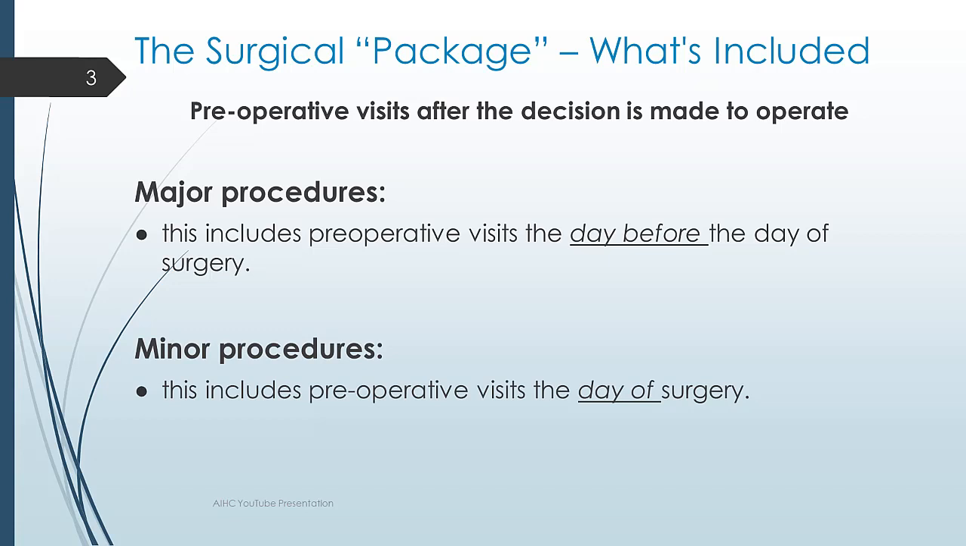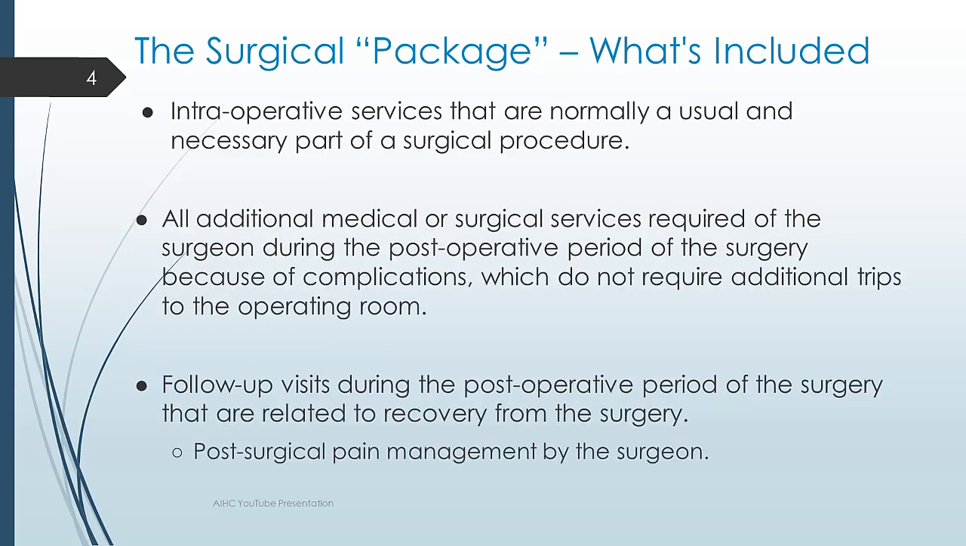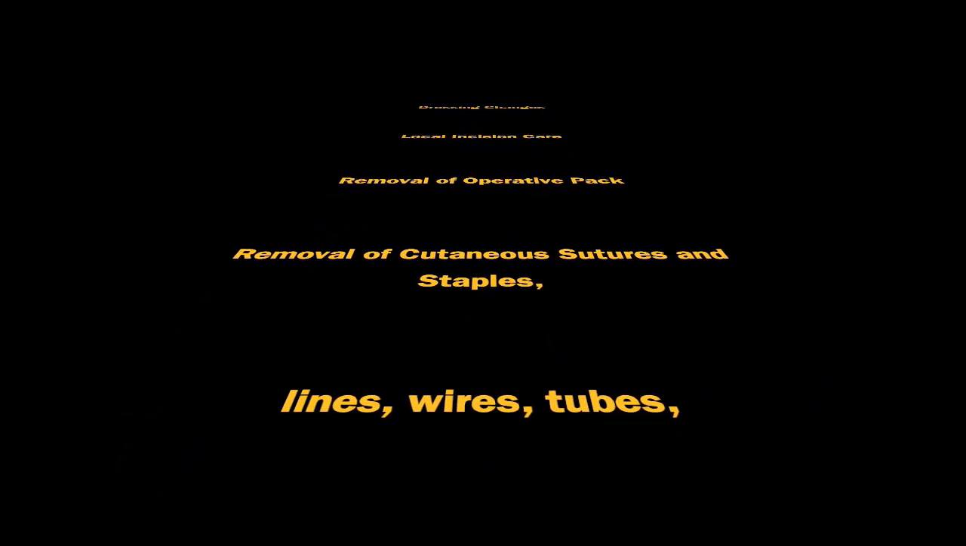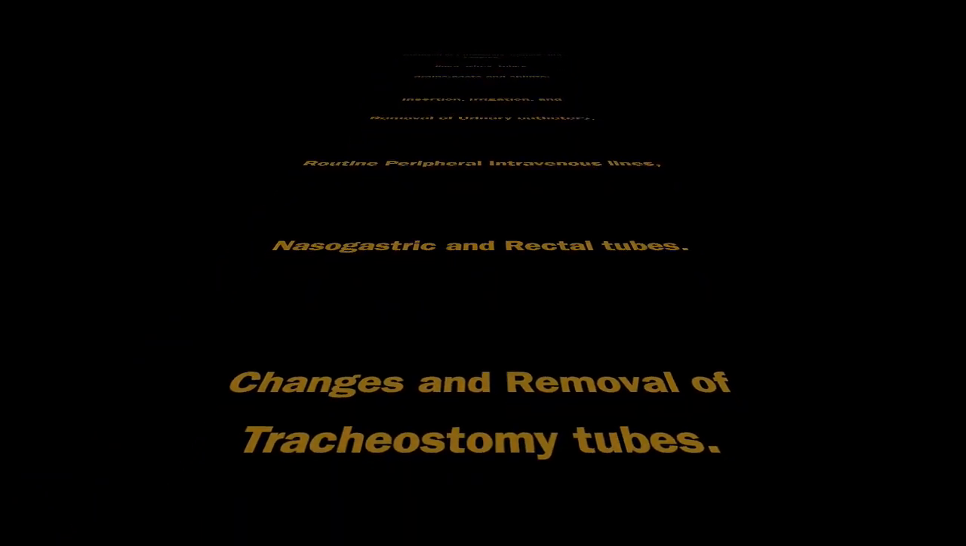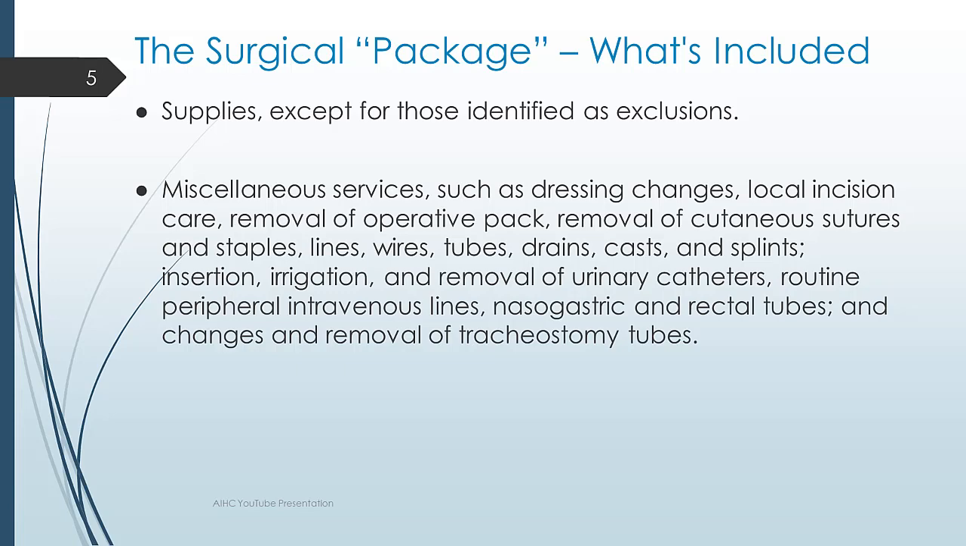Also included are the follow-up visits during the post-operative period of the surgery that are related to the typical recovery period, as well as post-surgical pain management by the surgeon. Supplies are included with the exception of those identified as exclusions, which is determined by each payer. Miscellaneous services such as dressing changes, local incision care, removal of operative pack, removal of cutaneous sutures and staples, lines, wires, tubes, drains, casts, and splints, insertion, irrigation, and removal of urinary catheters, routine peripheral intravenous lines, nasogastric and rectal tubes, and changes and removal of tracheostomy tubes are all included when provided in addition to the surgery.